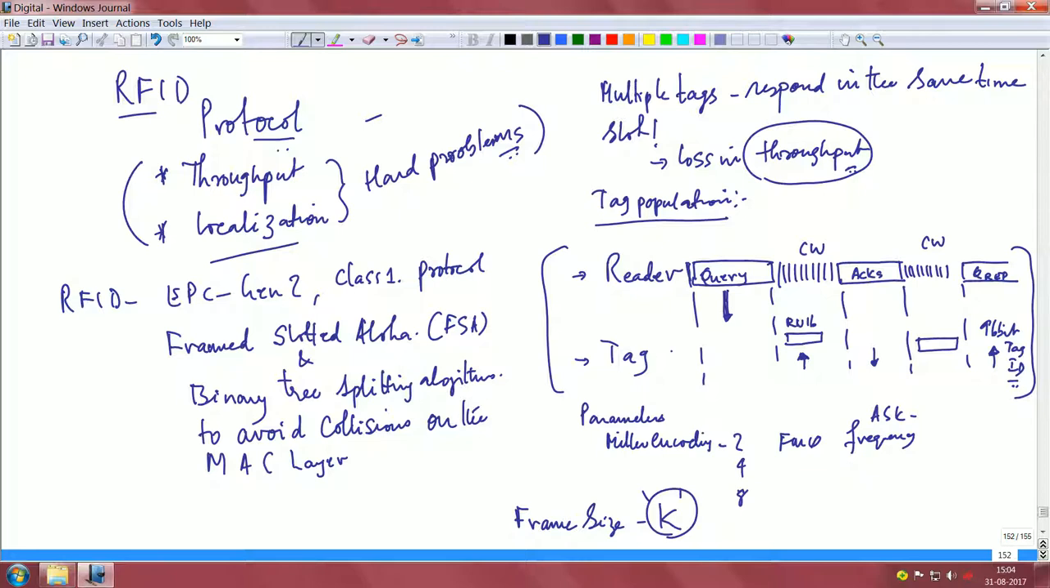Now in response to that, the tags are already powered. Apart from this, as I mentioned to you, the capital K is also sent. Capital K essentially is the frame size. It tells the tag the number of time slots which are available for sending out its 96 bit ID. Before the 96 bit ID can go out, the tag has to first send out a 16 bit random number, which we will call the RN16.